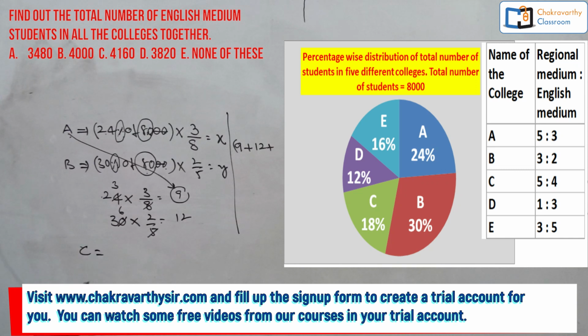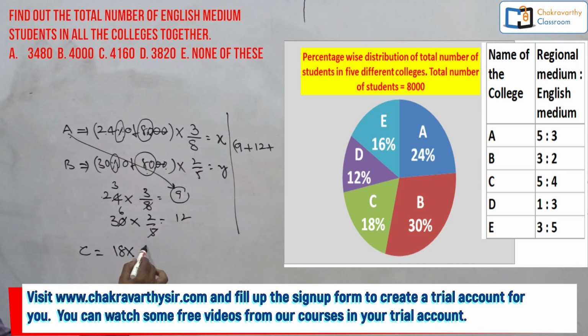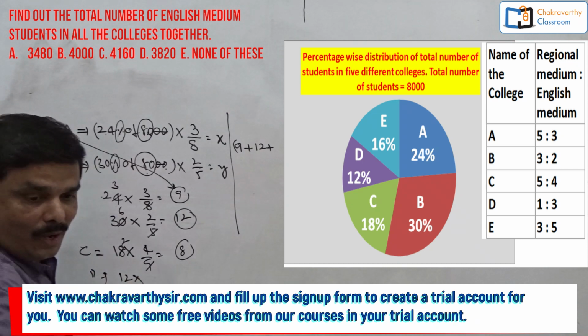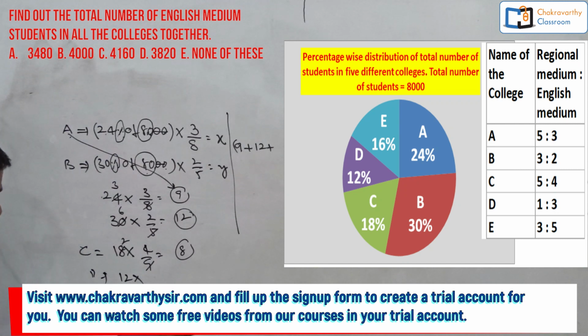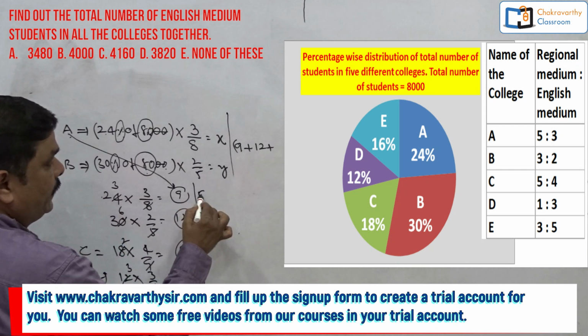C's value is, what's percentage here? 18%. 18 into, what is C's? This is 5 is to 4, so 4 by 9. 9 2s are 18, 4 2s are 8. I got one more value. Go for D's in the same way. D's is 12%. 12 into, D's is 1 is to 3, so 3 by 4. 4 3s are 12. So this is again 9.